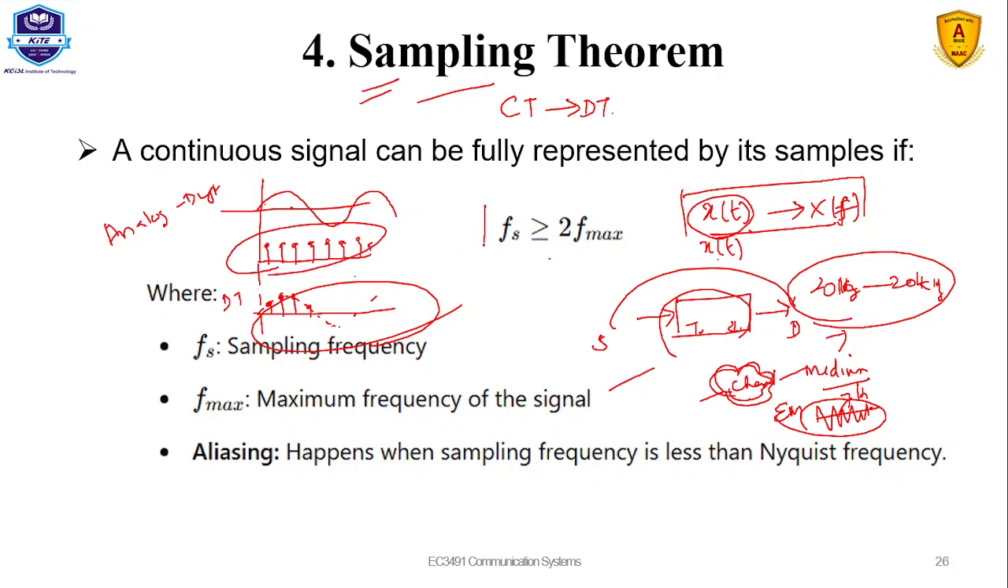So the condition under which this sampling will be helpful is Fs greater than or equal to twice the maximum modulating or message signal frequency. The sampling frequency should follow this condition, right? Why is this condition necessary? In order to avoid aliasing. Aliasing means overlapping of the signals. To avoid overlapping of the signals, this rule is to be followed.